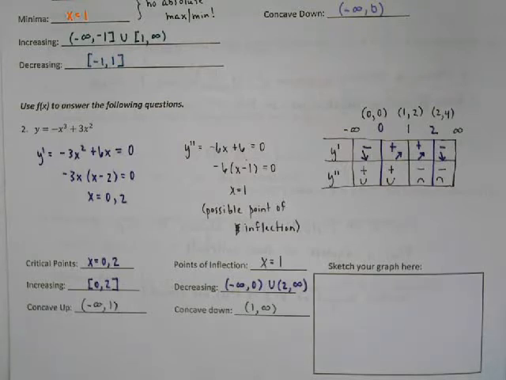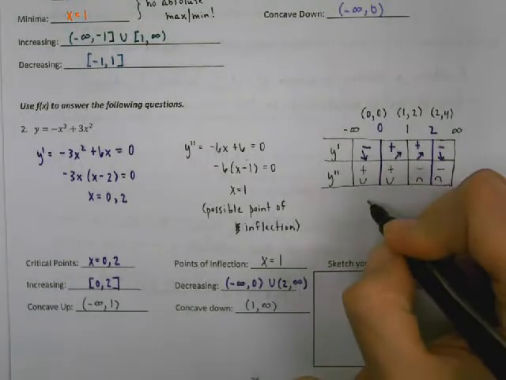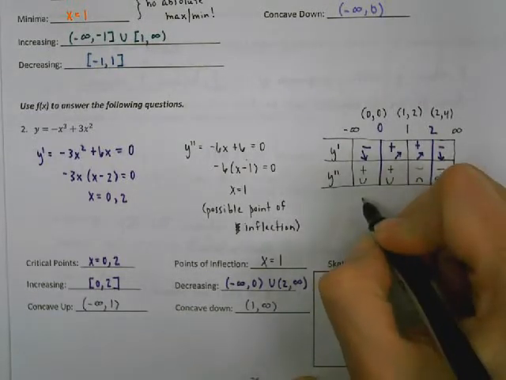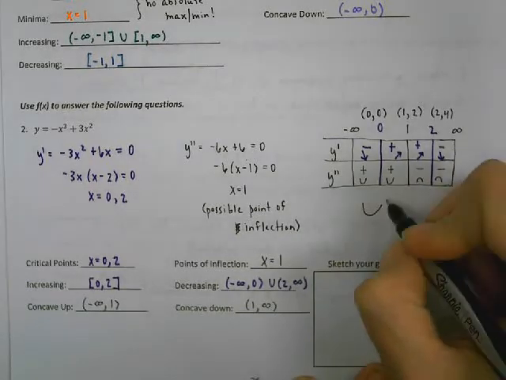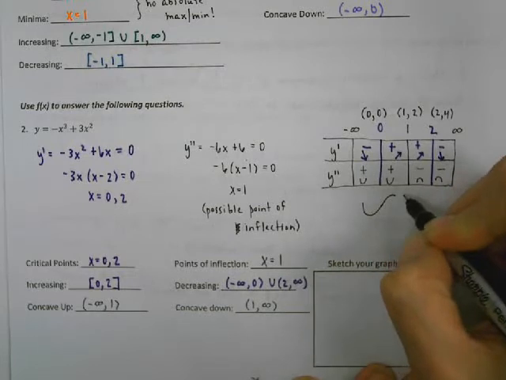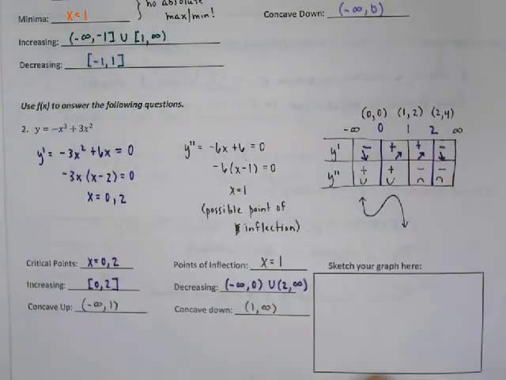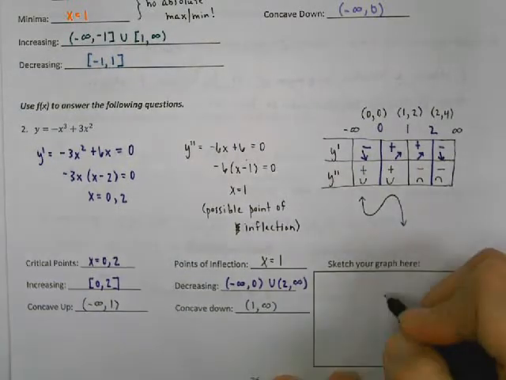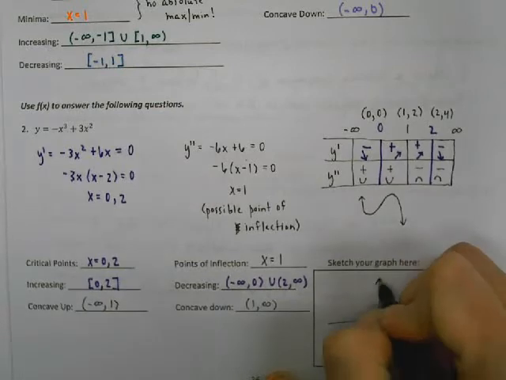So now I have everything I need to go ahead and actually sketch this graph. So before I put it on my coordinate plane, I just want to take a quick look at this behavior. So I know it should be decreasing and concave up, and then increasing and concave up. Then I turn to increasing and concave down, and then decreasing and concave down. So I expect this kind of shape. So let's go ahead here on our coordinate plane.